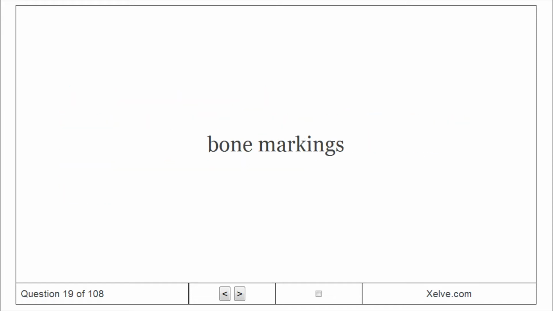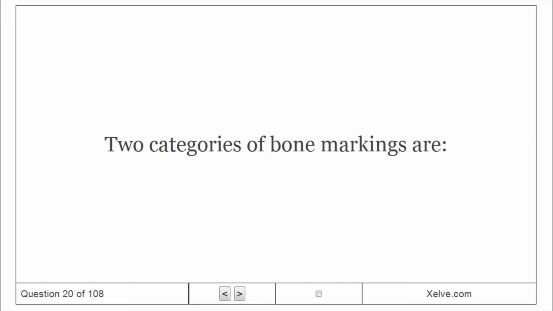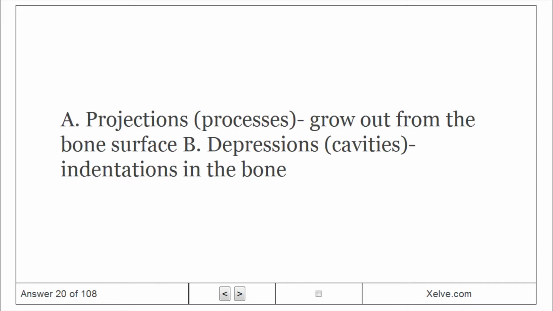Bone markings: bumps, holes, and ridges that reveal where muscles, tendons, and ligaments were attached and where blood vessels and nerves passed. Two categories of bone markings are: A. Projections, processes that grow out from the bone surface. B. Depressions, cavities and indentations in the bone.